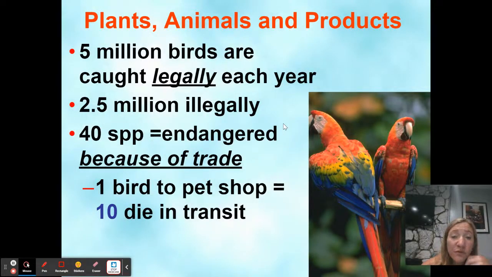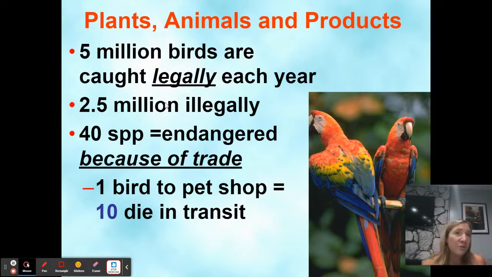So moving on to the next section here, 5 million birds are caught legally each year. That's the legal portion, but half of that are illegally captured. So you're still seeing a lot legally, but still a lot more illegally. And 40 species have become endangered because of trade.